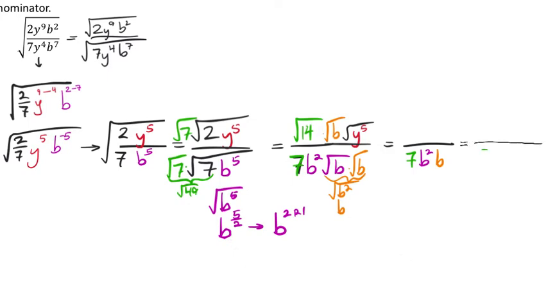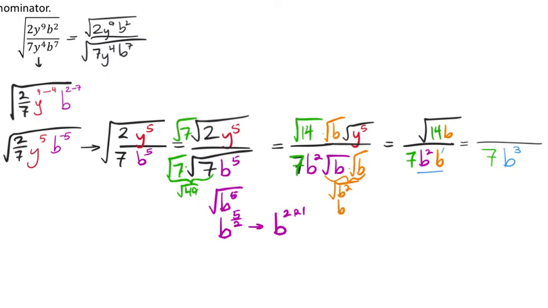So I still got my 7, but that'd be b to the power of 2 plus 1, which is going to be b to the power of 3. Now that did rationalize the denominator, but what do we got in the numerator? We still got to worry about that stuff, right? So let's work in just the numerator. I'm going to have my square root, and I've got my 14, and I've got my b, right?